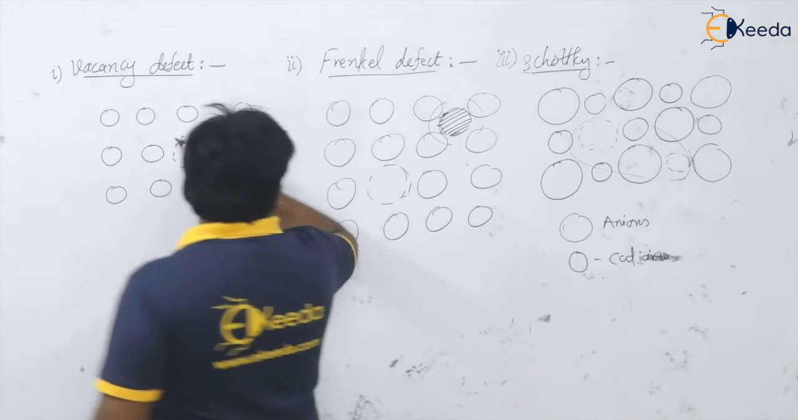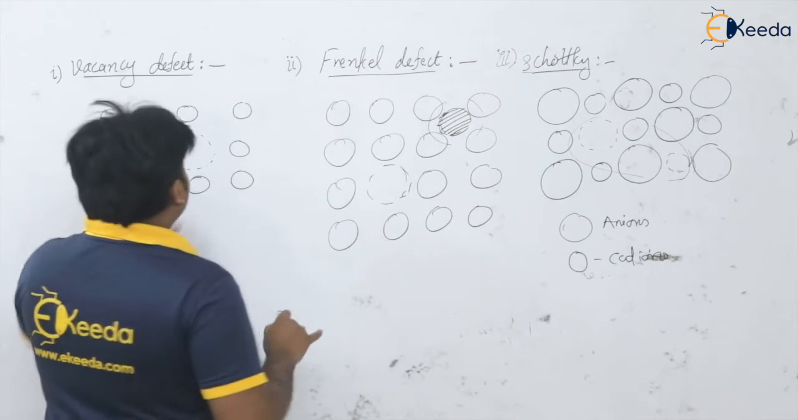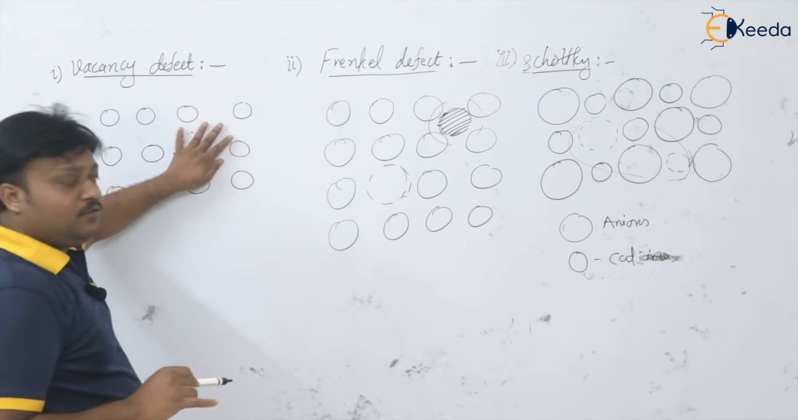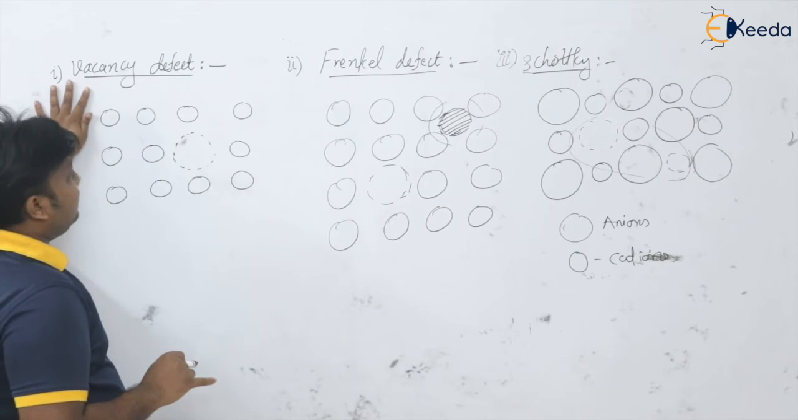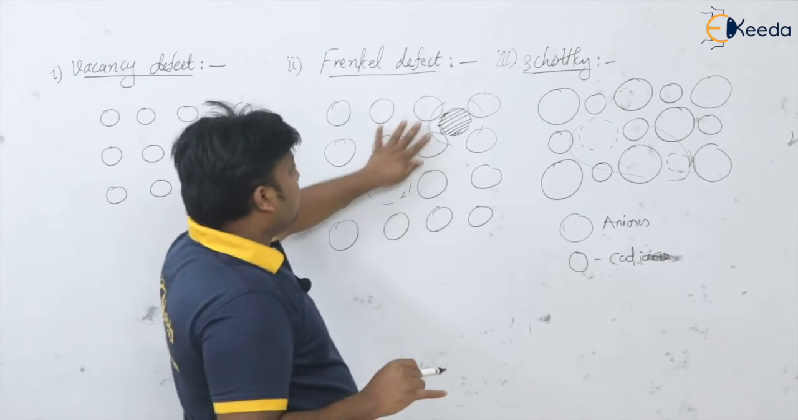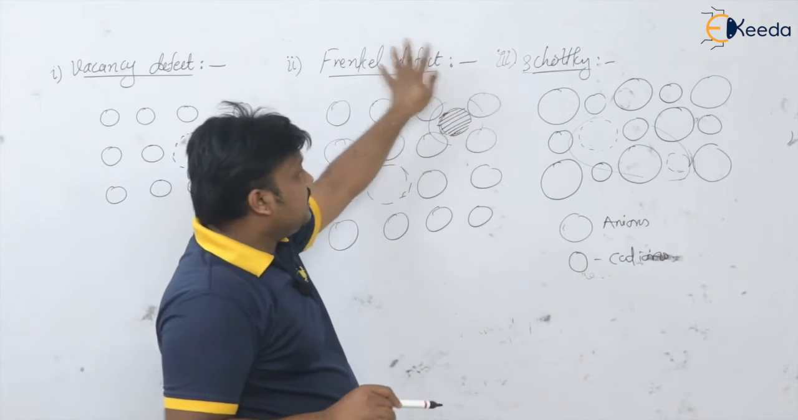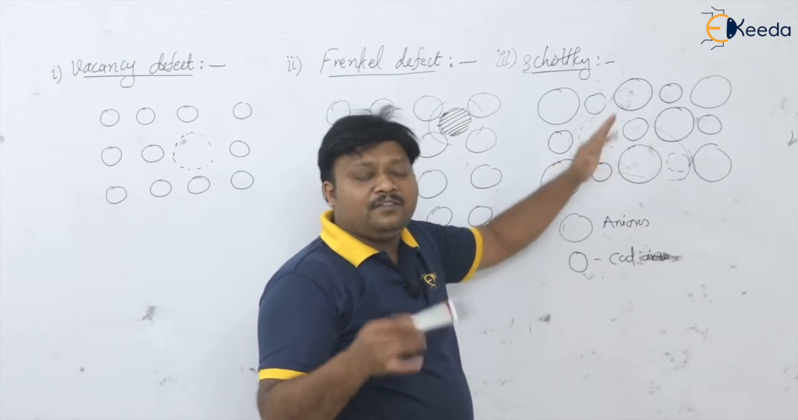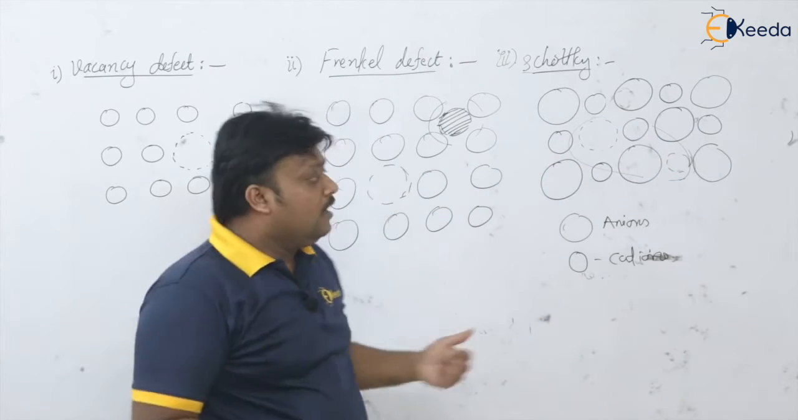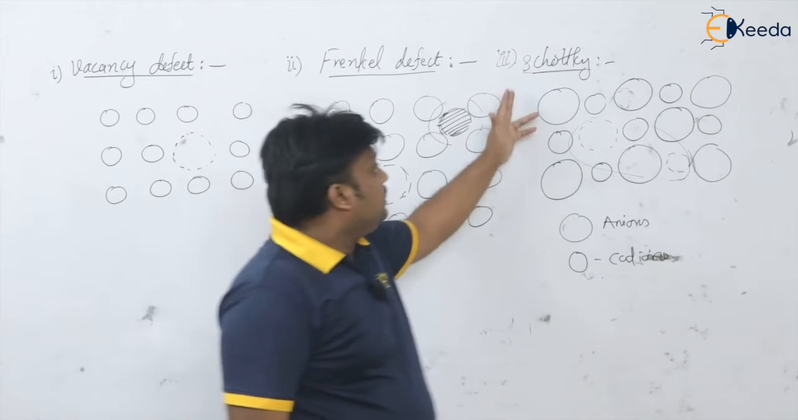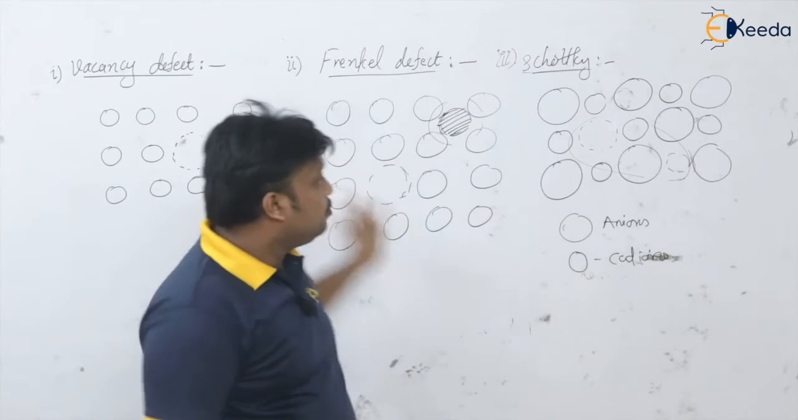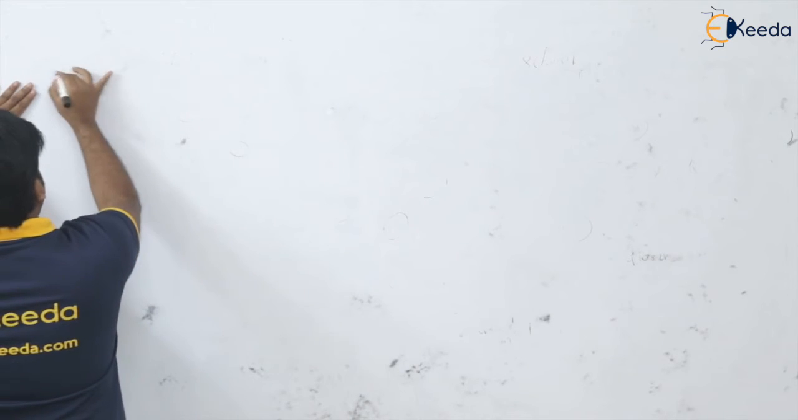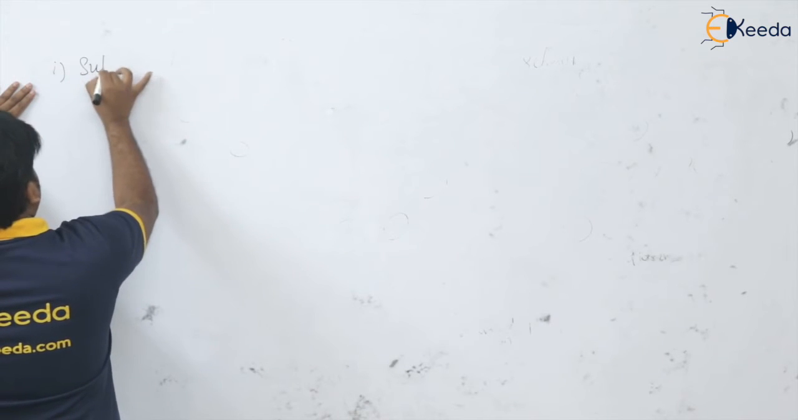This vacancy defect is the displacing or the missing of a single atom from the atomic arrangement. Here it is missing, but again going to an interstitial site within that atomic arrangement, and here the pair of cation and anion are getting displaced or missed out. This is the Schottky defect. Please remember this.